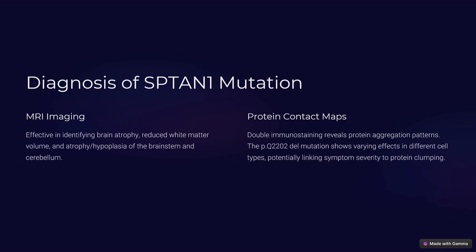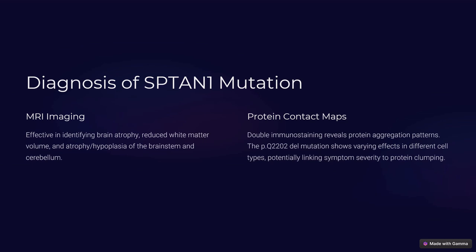MRIs have been effective in finding a mutation in the SPTAN1 gene through the identification of brain atrophy, detailed to be a symptom of the mutation. There is a reduced volume of white matter, atrophy/hypoplasia of the brainstem and cerebellum, and other abnormalities. Protein contact maps have also been effective in finding mutations in the SPTAN1 gene through amino acid residues.